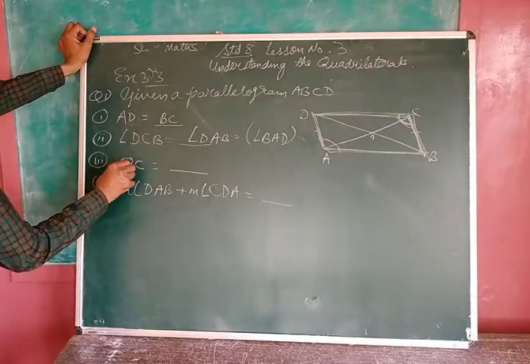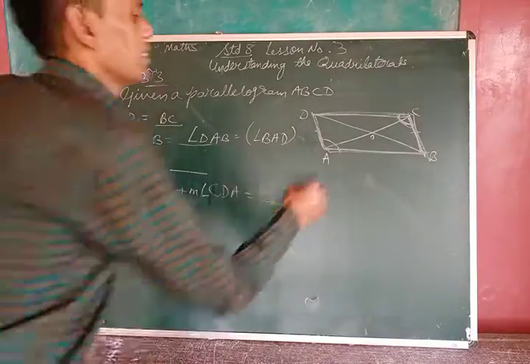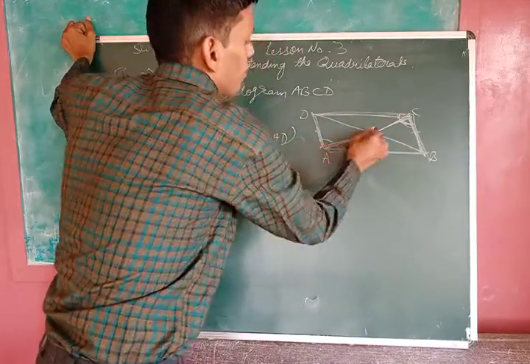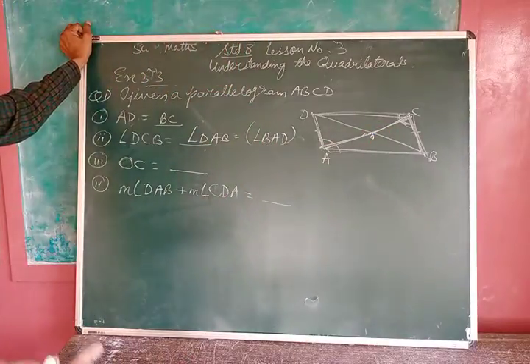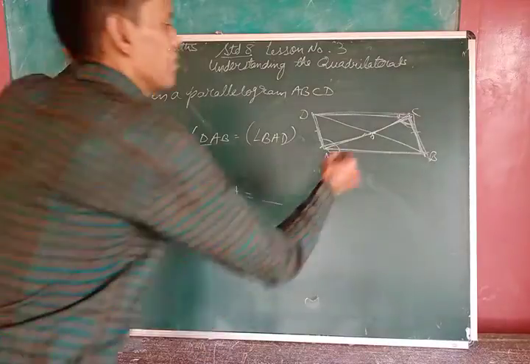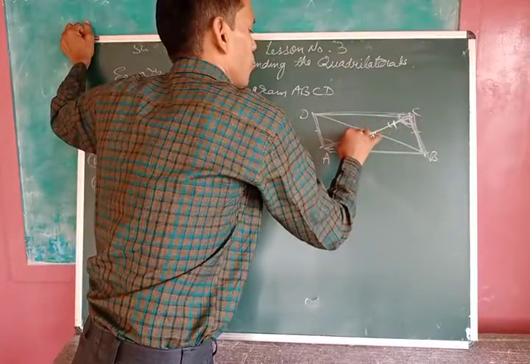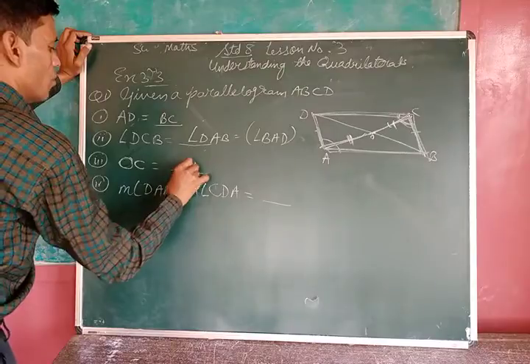Now OC is given. OC, where is OC? Here. It's equal to OA or AO because it is said that diagonals bisect each other. Bisect means the diagonal is divided equally by both. That means if OC is 5, the OA is also 5. OC is 8, the OA is also 8. That means OC is equal to OA.